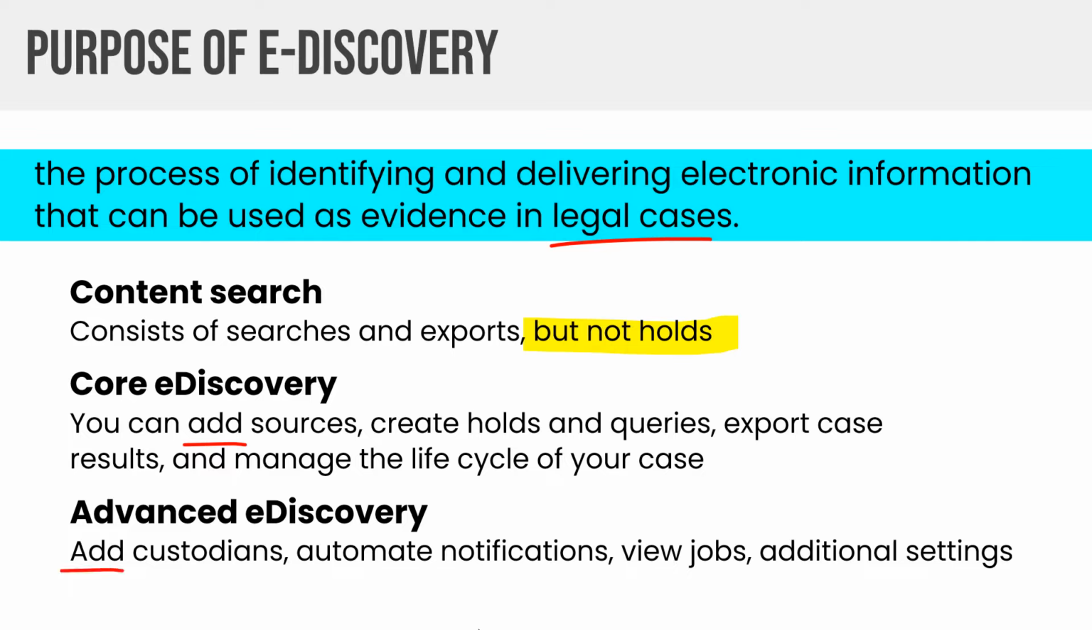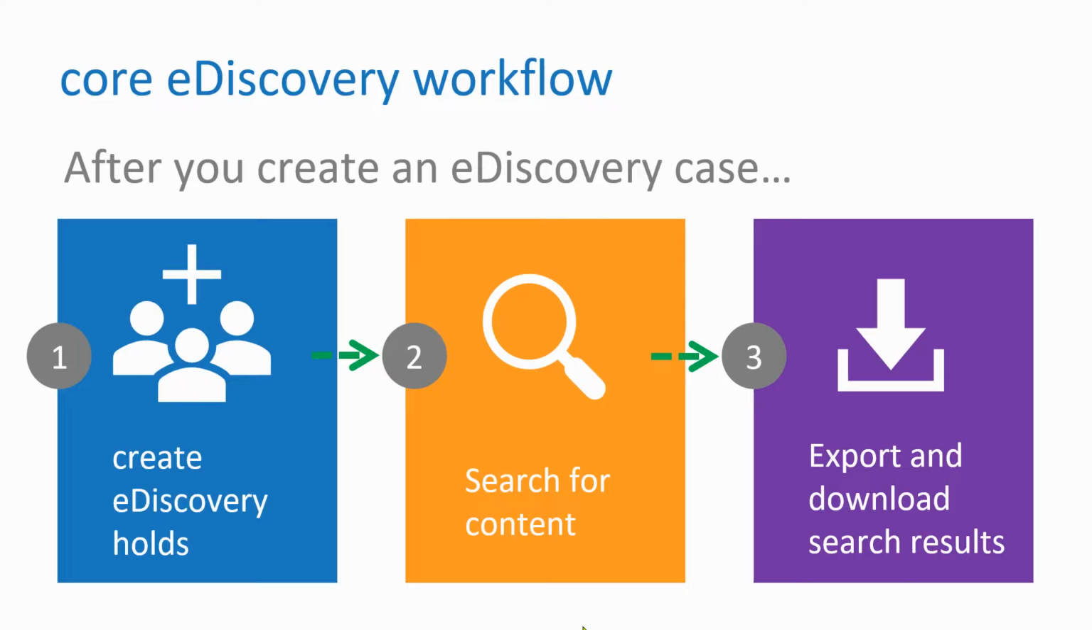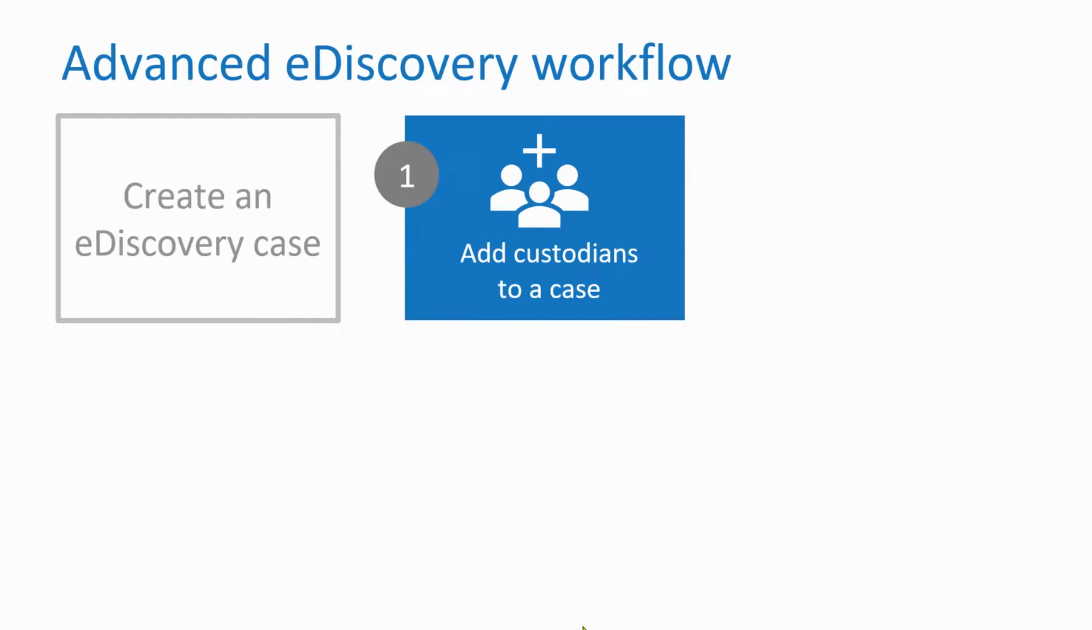So just to be safe and ensure you're prepared, I want to step through core e-discovery workflow and advanced e-discovery workflow with you quickly. So remember, e-discovery is related to legal cases, right? So after we create an e-discovery case, we perform a search for content. What you need to search for has typically been provided to you through legal channels. And when you've made that search, you can export and download those results and share them with the appropriate parties. Typically, you're sharing that with your team of lawyers within the organization to deal with delivering that to the right parties.